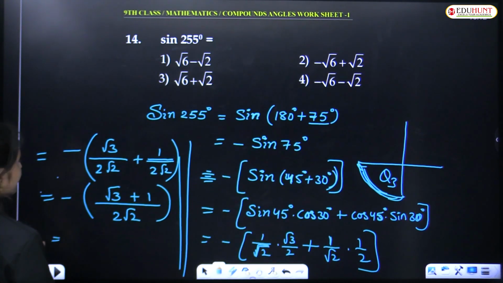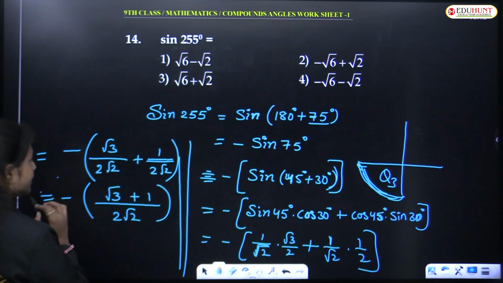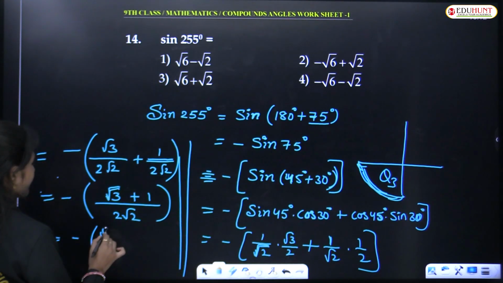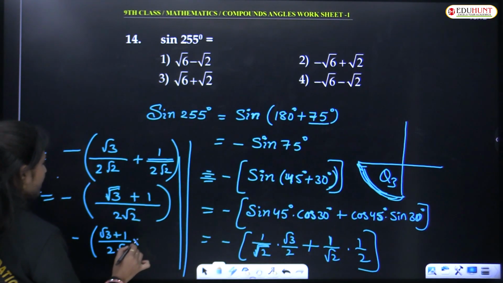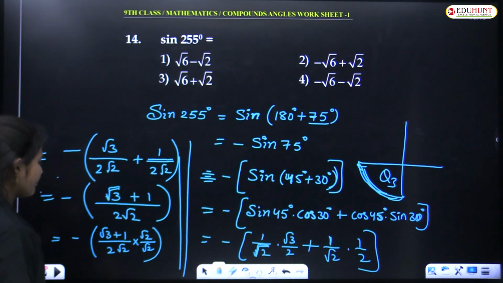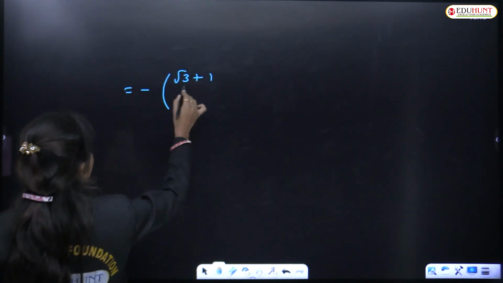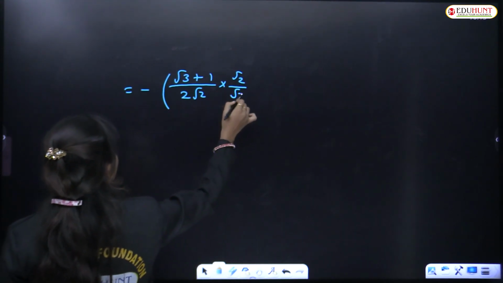Okay, so this one we can write, here 2 root 2 is there, no? So we multiply the numerator and denominator. Minus of root 3 plus 1 by 2 root 2, multiplying both by root 2, which is equal to minus of root 3 plus 1 by 2 root 2 into root 2 by root 2.